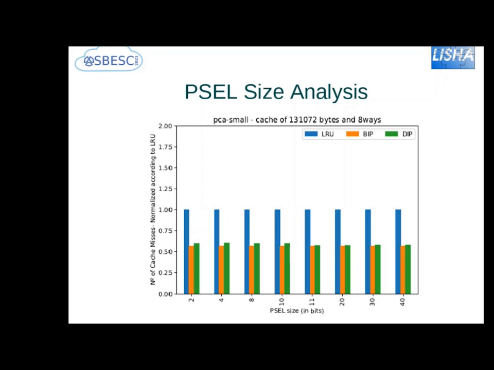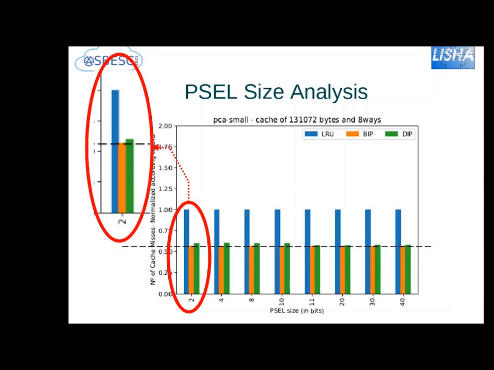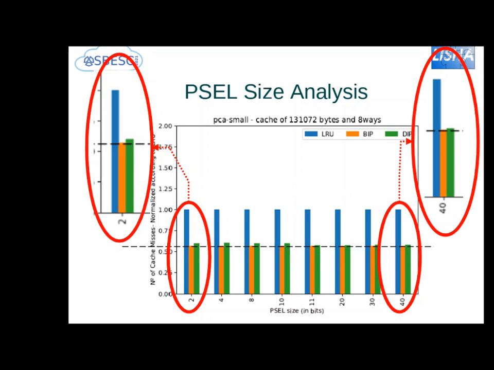PCA small is slightly affected by the pixel counter size, as we can see in the figure. For a small pixel size, DAP incurs more cache misses than the BIP policy. However, as the pixel counter size increases, the gap between DAP and BIP fades away. We can conclude that the pixel counter size influences the execution of tasks and that a large size enables DAP to approximate the optimal choice of policy.